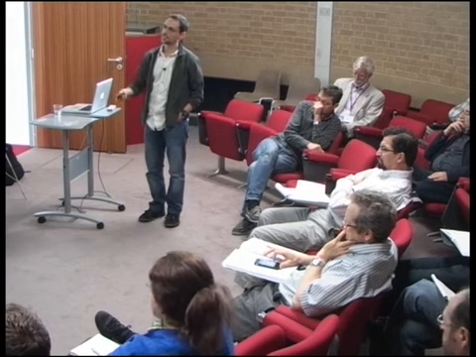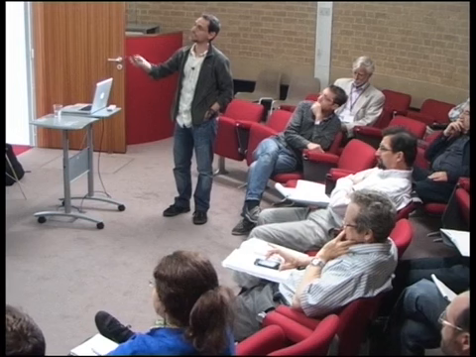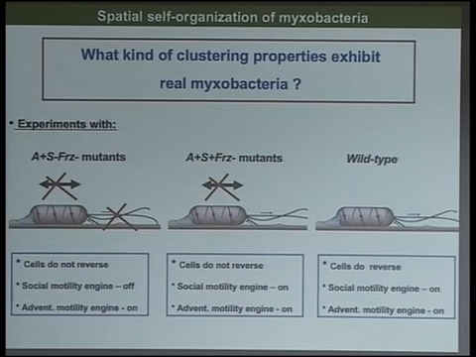And the only thing that they have is the A motility engine, meaning that they move, in principle, as self-propelled rods, straight ahead. And it's basically what we observe also in the experiment. These mutants, here the A plus, S plus, frz minus, do not reverse but have both motility engines on, meaning that they have the type 4 pili and the focal adhesion points. So they are a bit sticky compared to this one.